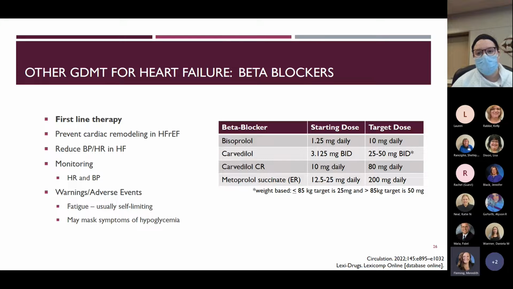The one that is the most unique is carvedilol. So this is our twice daily beta blocker for heart failure, and it is a weight-based recommendation on what the target dose is. And so for patients that weigh less than or equal to 85 kilograms, our target dose is 25 milligrams BID, versus patients weighing more than 85 kilograms, our target dose is then increased to 50 BID. So that makes it a little bit unique compared to the others, which is more just based off of patient tolerability.